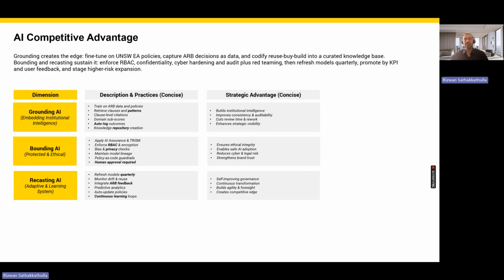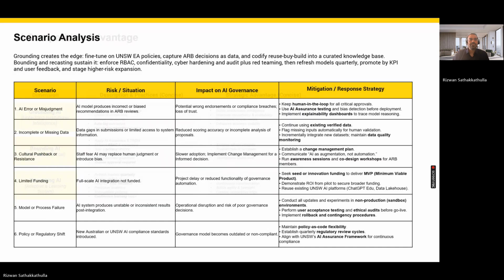Recasting, so we don't want to build something as a one-off. We want to develop it as a foundation, then add more and more value to it.